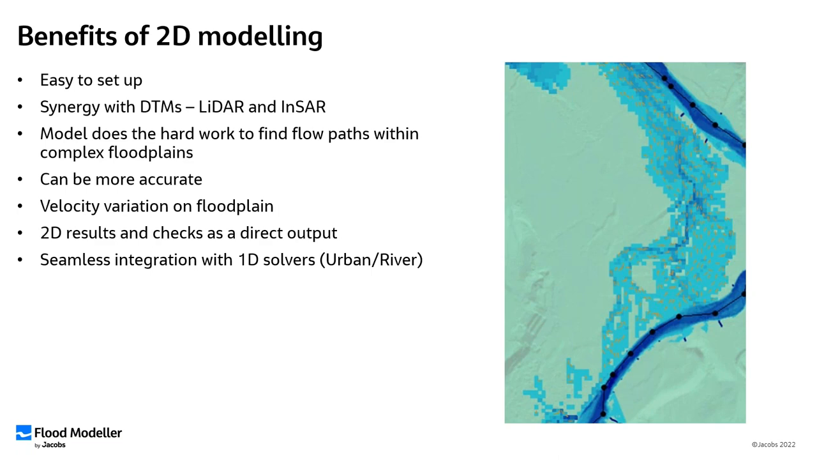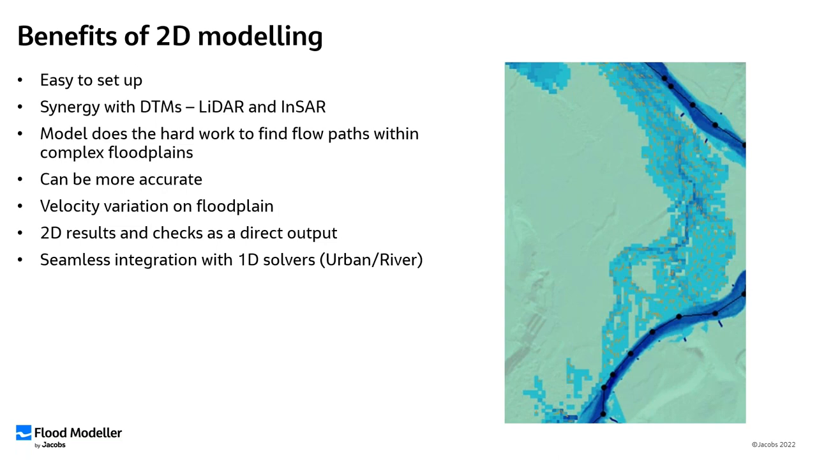But also good synergy with readily available data sets. So in the UK, things like LiDAR DTMs are freely available online, and that's a key component of a 2D model. And as I suggested earlier in the slides, you want your 2D model to be doing all the hard work for you, distinguishing all those complex flow paths that you might need to understand better. So greater level of precision.